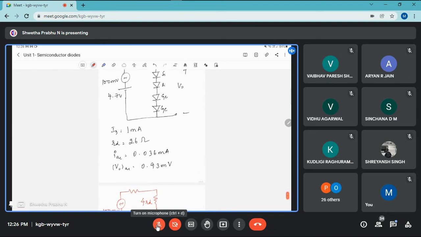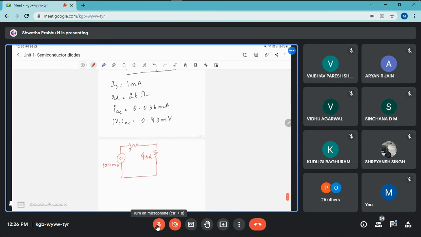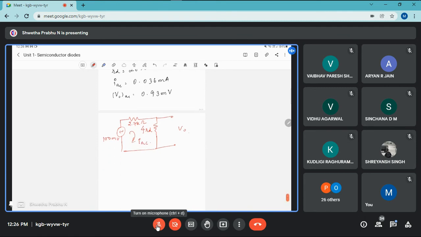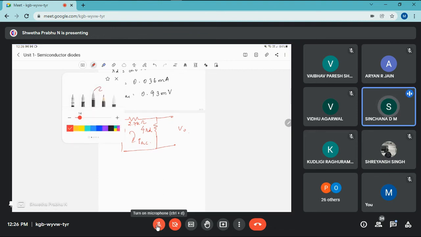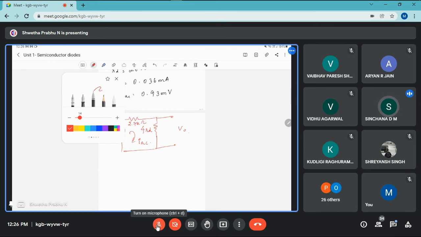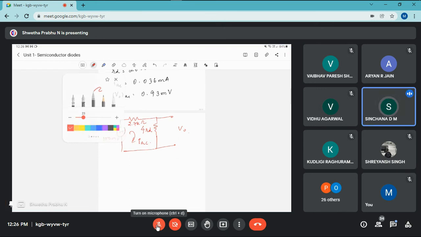This is 100 millivolt. This is 2.7 kilo ohms. This is 4 into RD. Across this, you have to find the output voltage and here you'll have to find IAC. So, Sinchana, can you tell me the drop over here? 100 minus 2.7 K into IAC minus 4 RD into IAC is equal to 0.